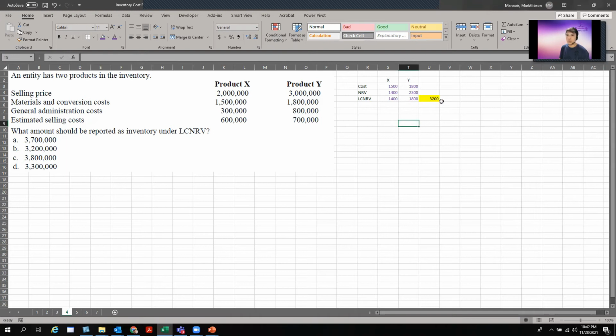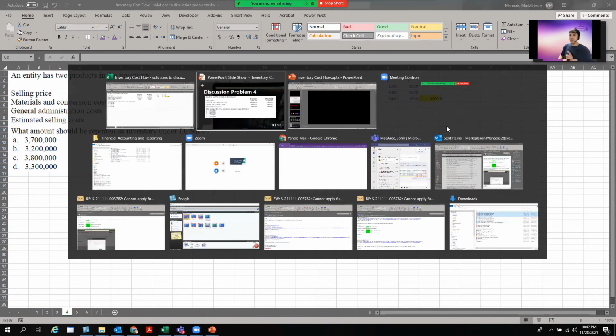We just add the two to get the inventory valuation at 3.2 million pesos, or letter B. So that's problem number 4. So kung napansin nyo, in this case class, we didn't touch the general administration cost kasi this is what? Period cost. No? This is not related whatsoever to your inventoriable cost. No? So that's problem number 4.